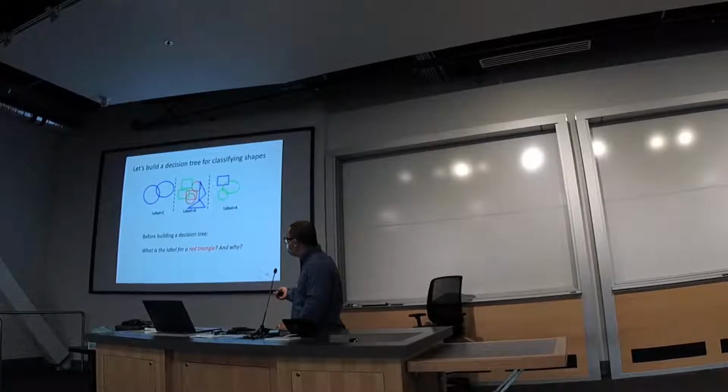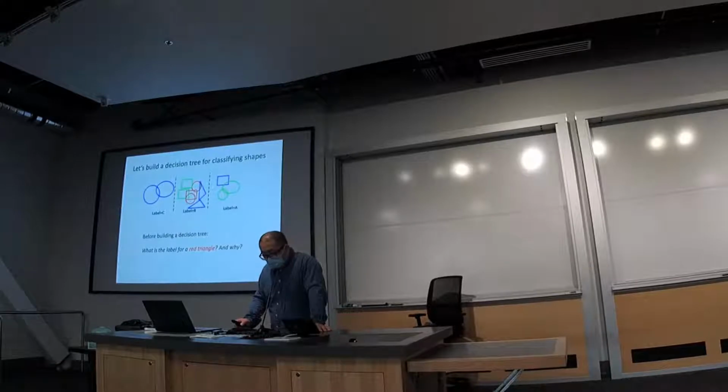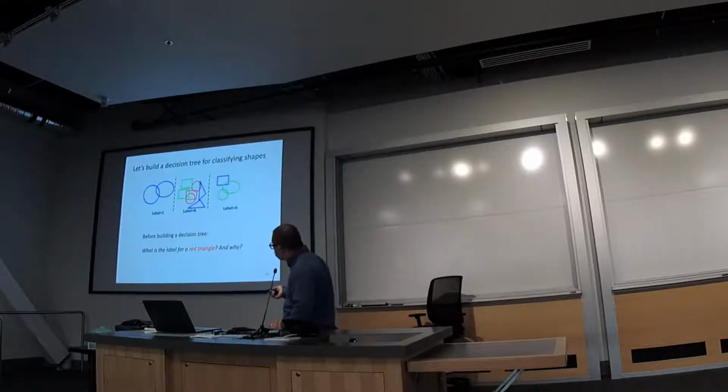Yeah, intuitively we should predict red triangle to be class B or label B. Right? Why? Because from our observation, all the red shapes, no matter what type of shape they are, they're all labeled as B in the training set. So we believe that given a new red shape, it should be labeled as B. Yeah, and that's right. If you build a decision tree classifier, or any other classifiers, in most cases you're going to predict this red triangle to be label B.